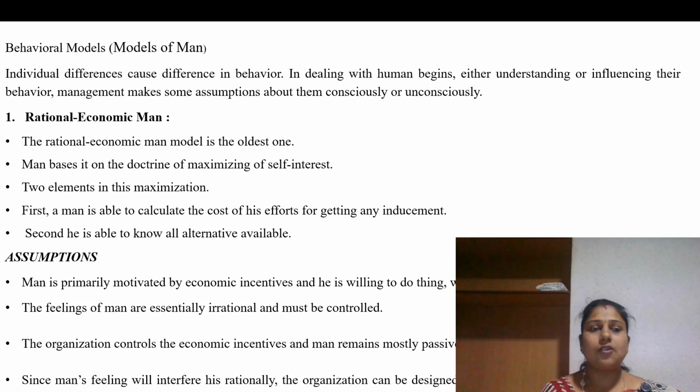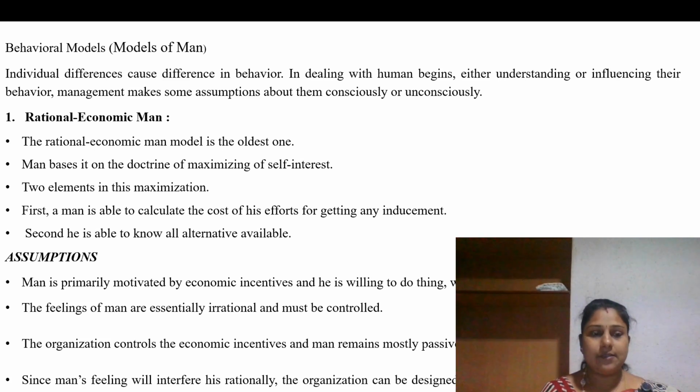The first model is the rational economic man. This is the oldest one, and it is based on the doctrine of maximizing self-interest. This model is based on two elements. One is that he will calculate the cost, how much effort he is making to get any inducement. And second, he has to know all the alternatives available to show his behavior.